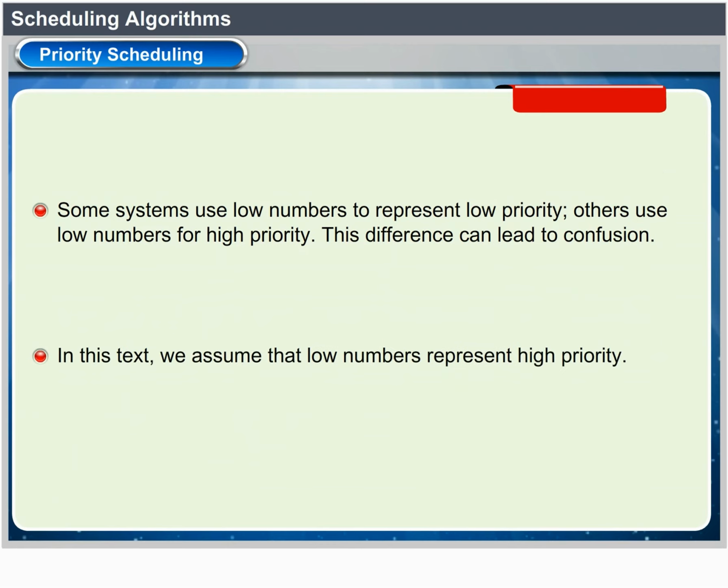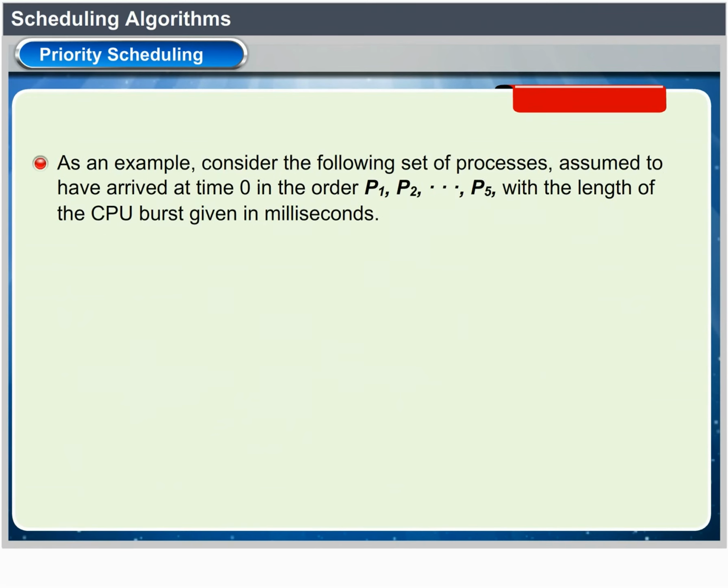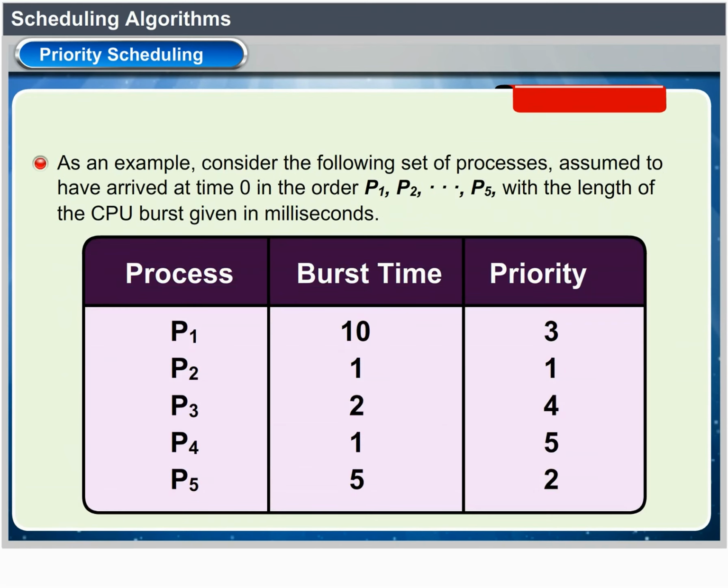As an example, consider the following set of processes assumed to have arrived at time 0 in the order of P1, P2, and so forth till P5, with the length of the CPU burst given in milliseconds. Process P1, burst time 10, priority 3. Process P2, burst time 1, priority 1. Process P3, burst time 2, priority 4. Process P4, burst time 1, priority 5. Process P5, burst time 5, priority 2.